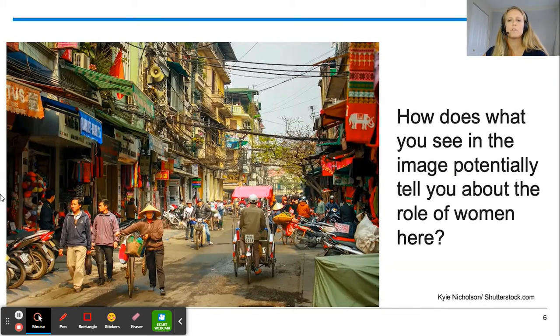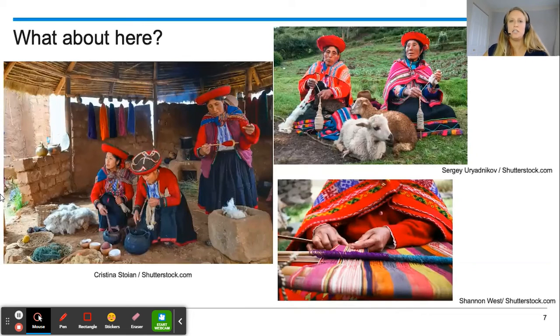So how does what you see in this image potentially tell you about the role of women in this place? You should be able to notice that you don't see many women. So that could mean that it's more reserved, an area reserved more for men, such as some kind of economic market where it's mainly men doing that job. It might mean that the women are stuck at home, and it might mean neither of those things. The important thing to remember is you can't tell exactly what it's like to be a certain gender or ethnicity in a culture from a photo or even in real life. It just gives us some idea.